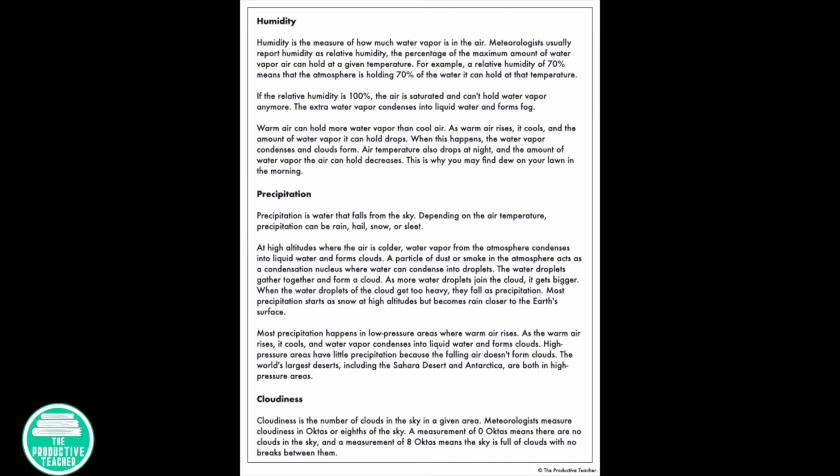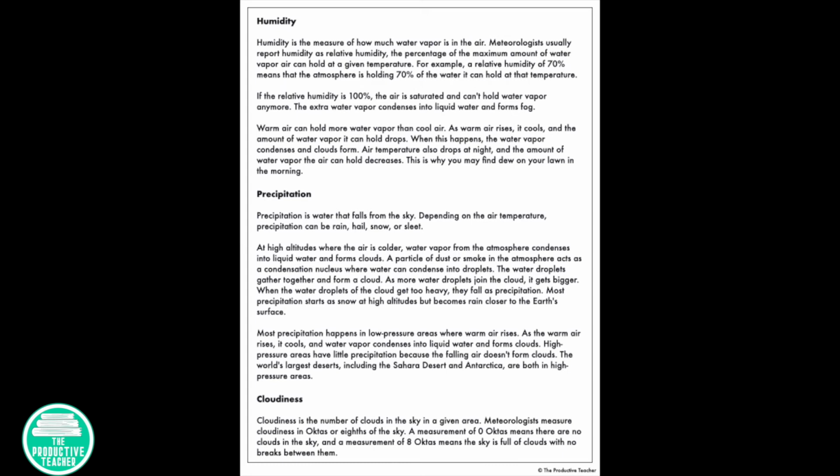As more water droplets join the cloud, it gets bigger. When the water droplets of the cloud get too heavy, they fall as precipitation. Most precipitation starts as snow at high altitudes, but becomes rain closer to the Earth's surface. Most precipitation happens in low-pressure areas where warm air rises. As the warm air rises, it cools, and water vapor condenses into liquid water and forms clouds. High-pressure areas have little precipitation because the falling air doesn't form clouds. The world's largest deserts, including the Sahara Desert and Antarctica, are both in high-pressure areas.